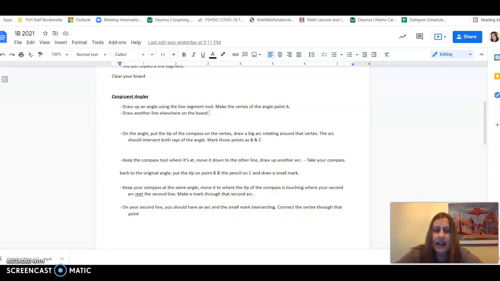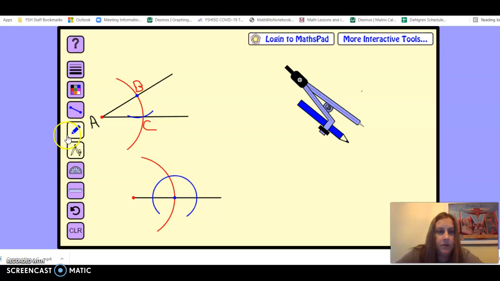Connect the vertex through that point. So I'm going to do a line segment and start from here, connect it right through where the arc's connected, and there is my angle.